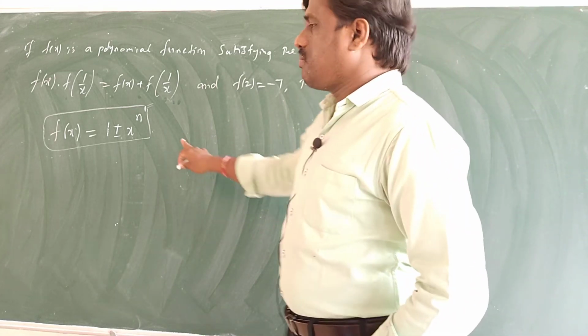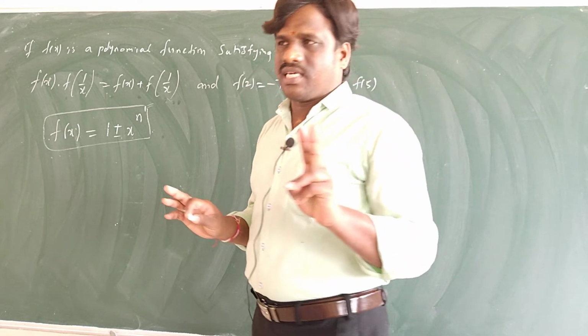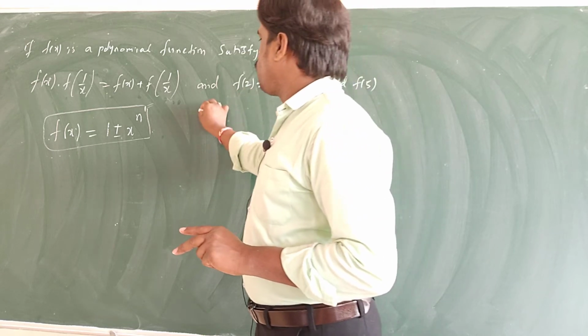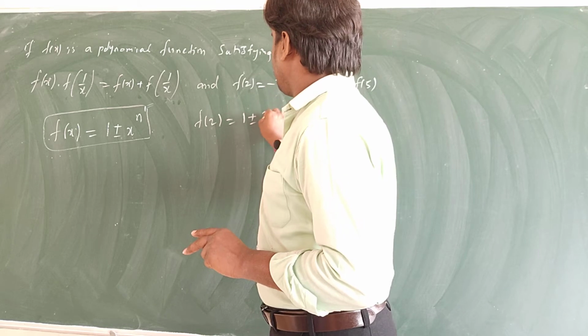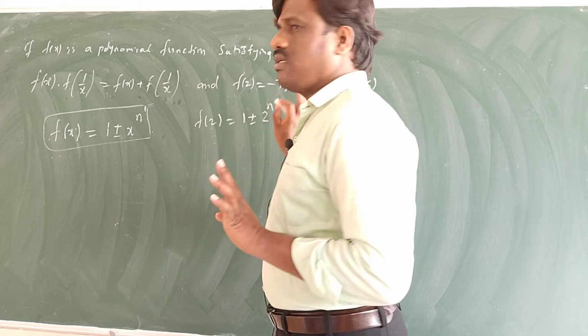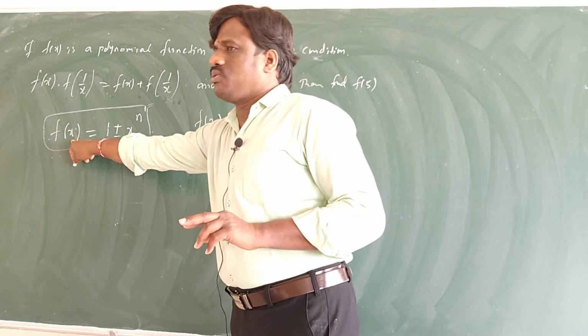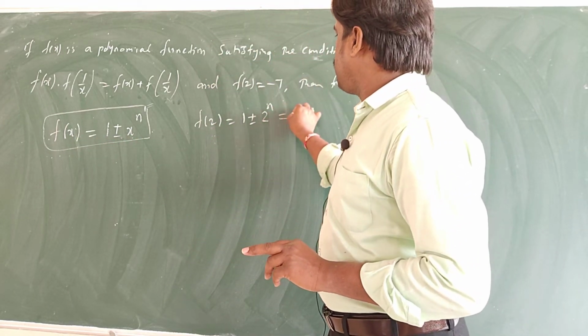Okay, this is understood, first point clear. It is simple, easy, right? Second point, you need to substitute this. So f(2), I substitute here. What do I get here? 1 ± 2 to the power of n. Right? Listen, sir, here I substituted 2.